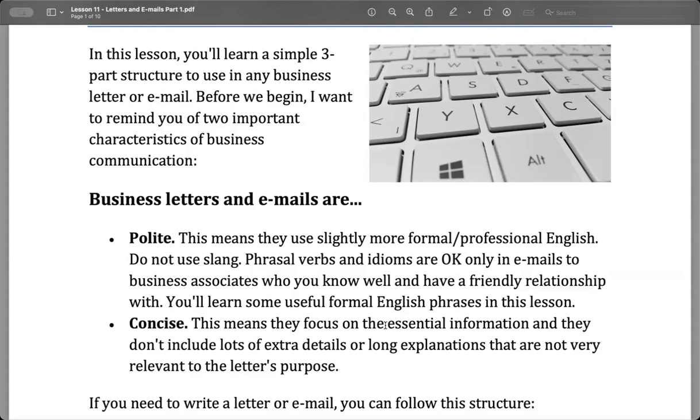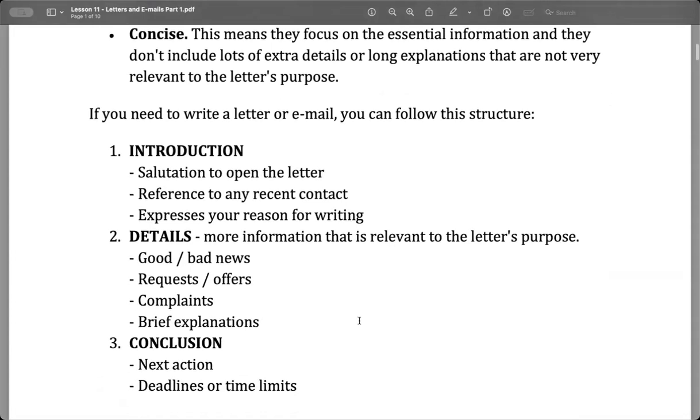Yeah, these are the two points that we have to understand. Polite and concise. Make it clear, make it short. Okay, good. Go on.